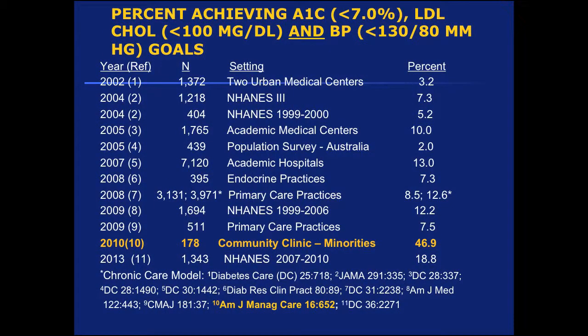The other parts of outcomes besides glycemia are lipids and blood pressure. This is a summary of a number of studies that have looked at what percent of patients have achieved all 3 of the ADA targets: LDL less than 100, blood pressure less than 130 over 80, and A1Cs less than 7. You can see that other studies have ranged from about 3% up to about 18%, and in those 178 patients, Maria was able to get almost half of them meeting all 3 of these goals.